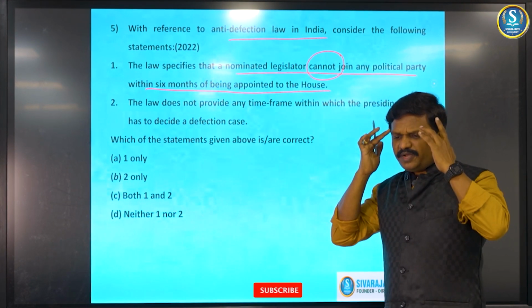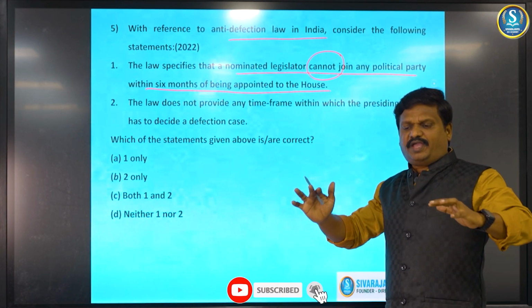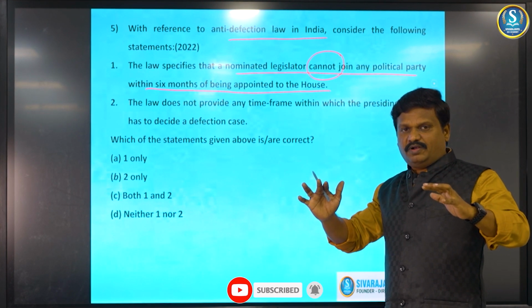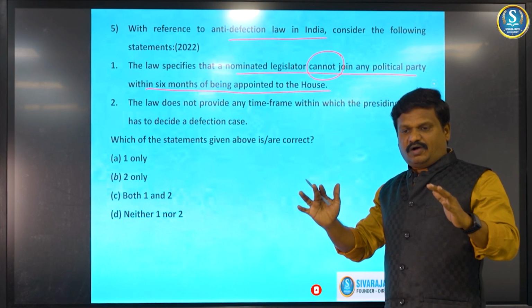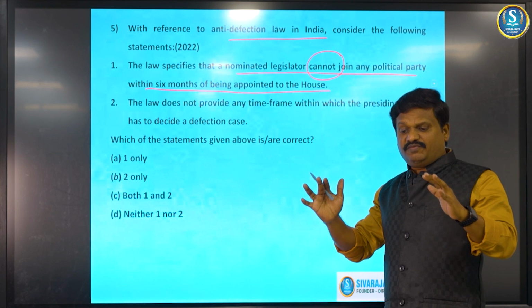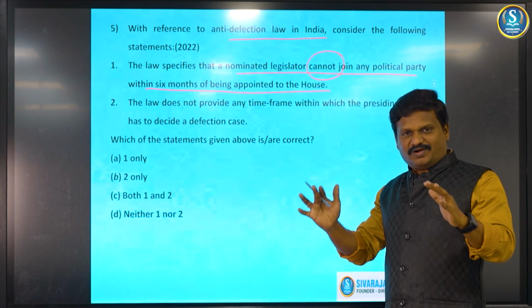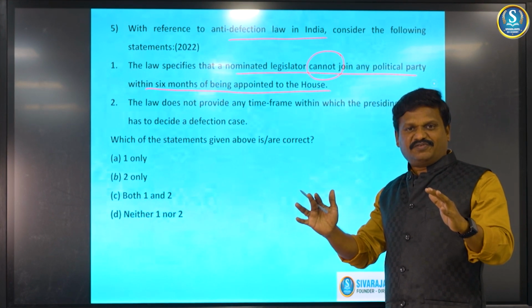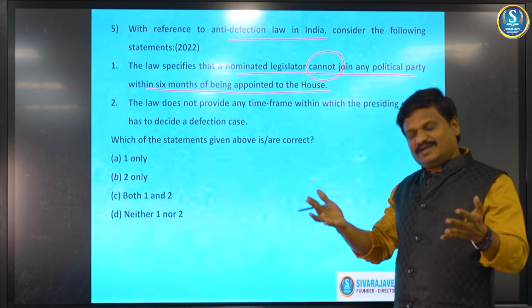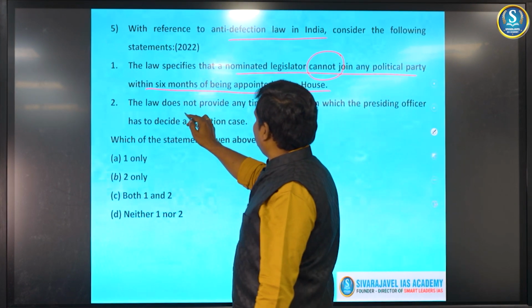But your mind will be tuned to read in a particular way. You have to be very careful. Whether can is written or cannot is written, you should be very careful. You should be a very careful reader of your constitution, of the statements given in the question. That is what is tested. Nothing more than that.